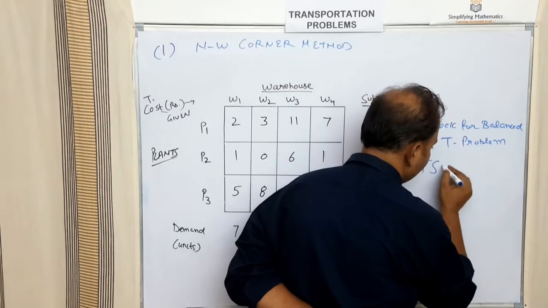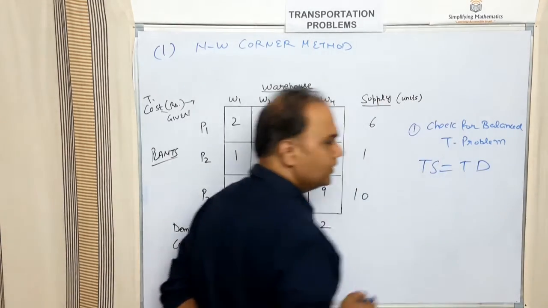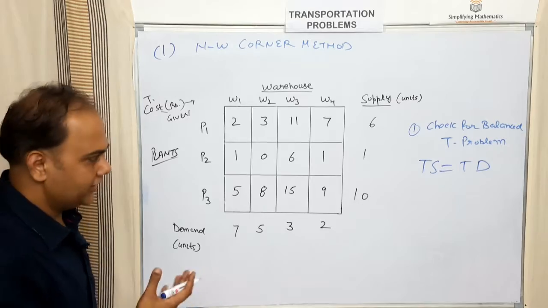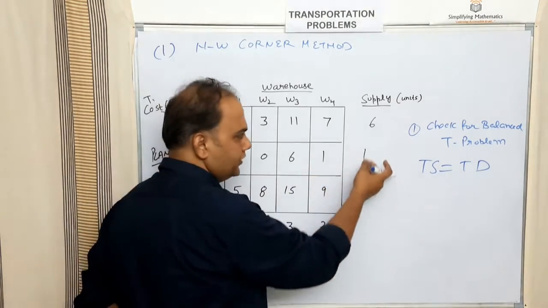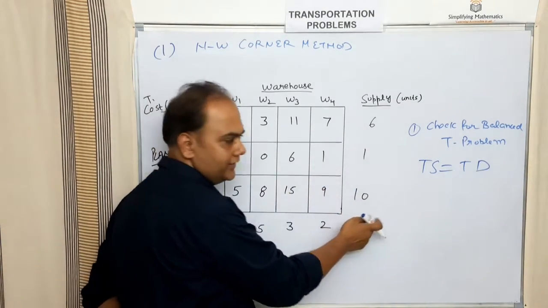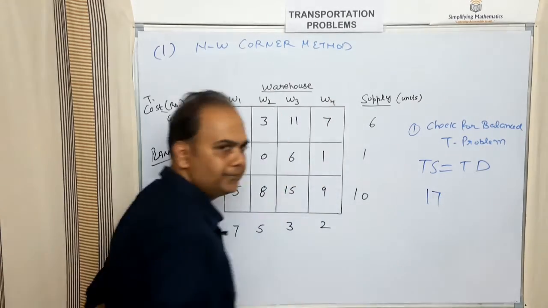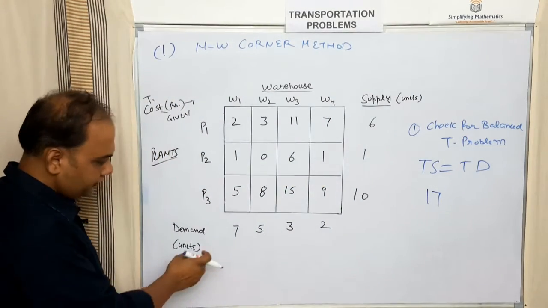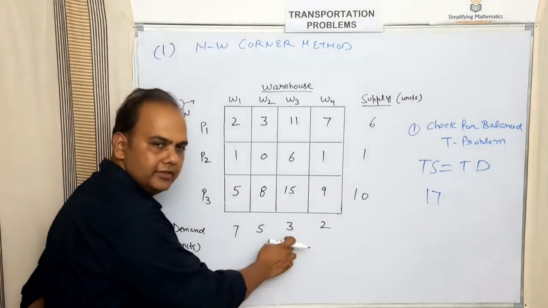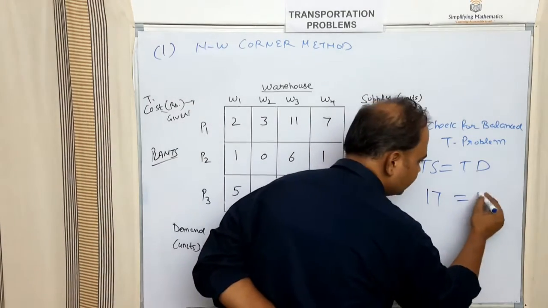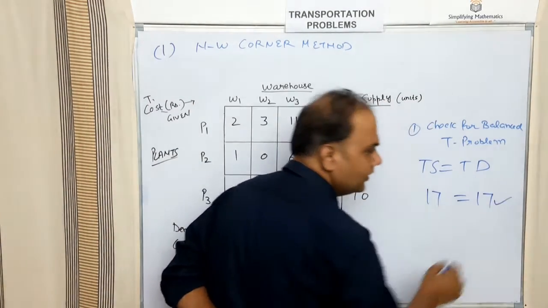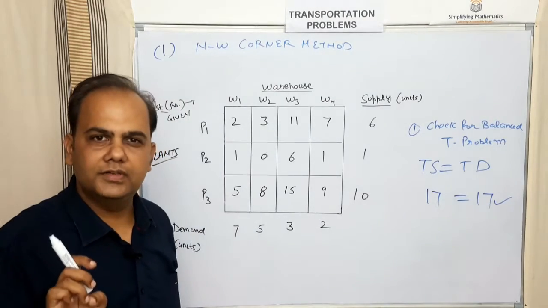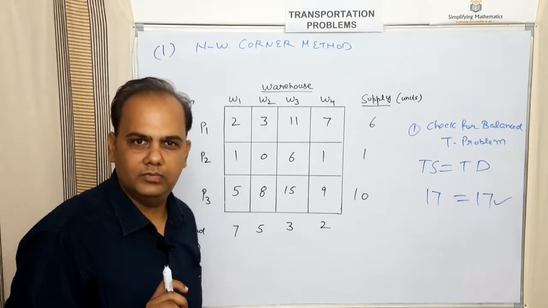Balanced transportation problem means that total supply should be equal to total demand. So let's check. What is the total supply? This is 6 plus 1 plus 10, which comes out to be 17 units. Similarly, what is the total demand? 7 plus 5 plus 3 plus 2. This also comes out to be 17 units. So therefore the problem is a balanced transportation problem.